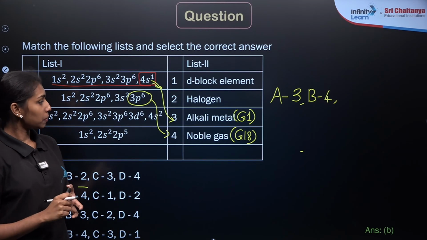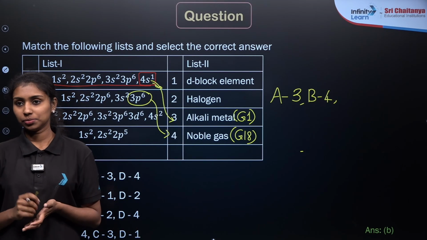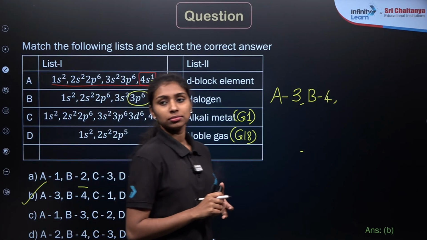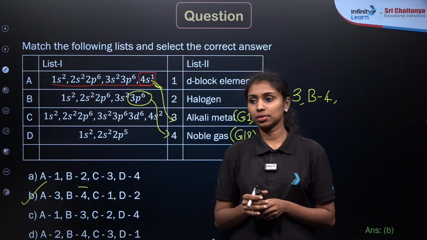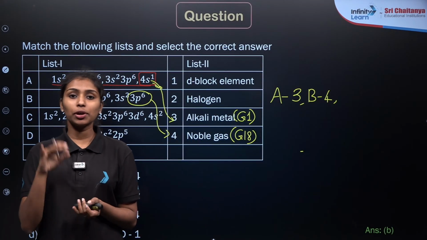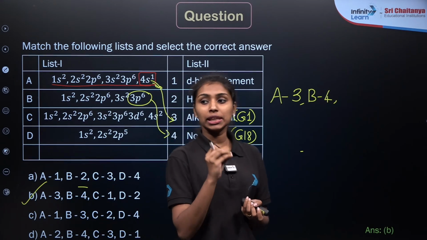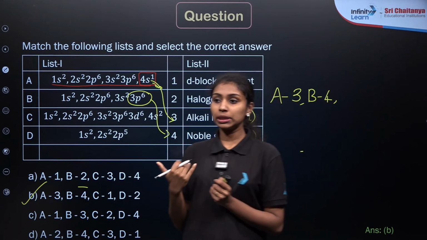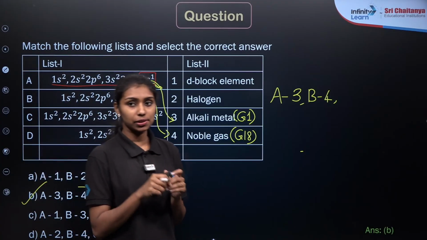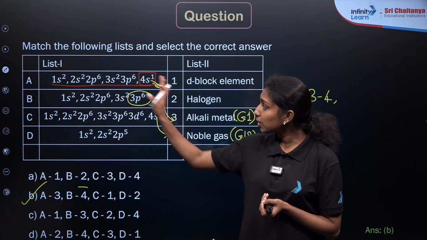Okay, which point I want to explain again? From the electronic configuration of any element, we can predict the position of that element, right? From the electronic configuration, we can find out the block, period as well as the group. So, for example, if I am taking the first element, right?